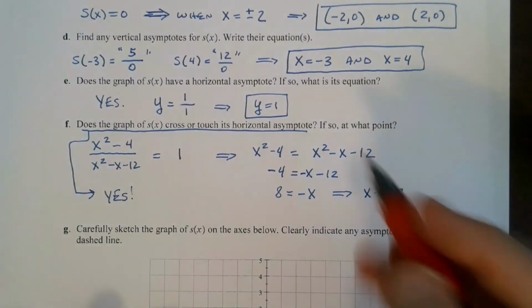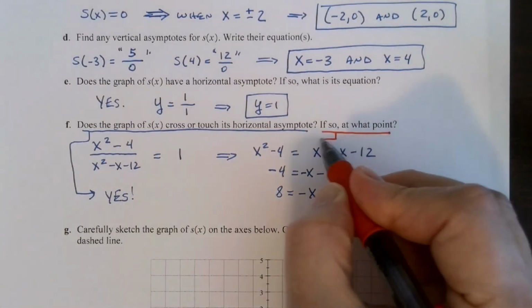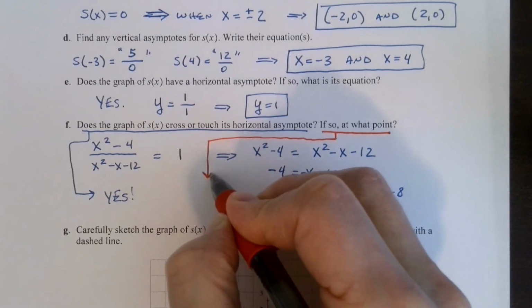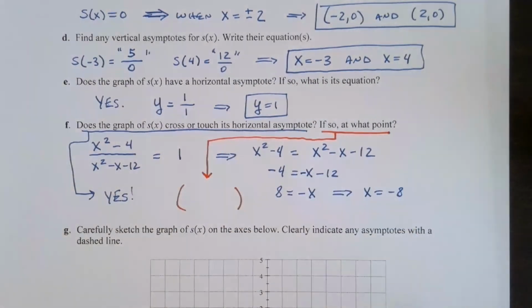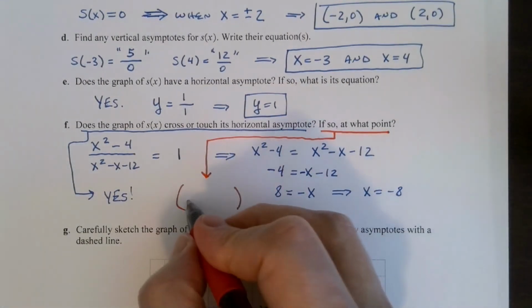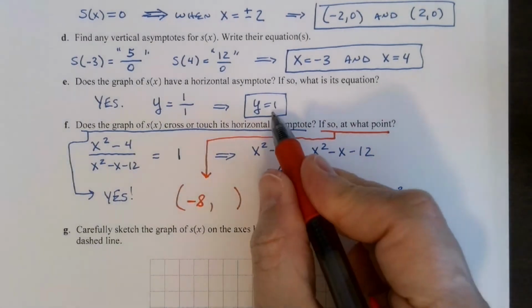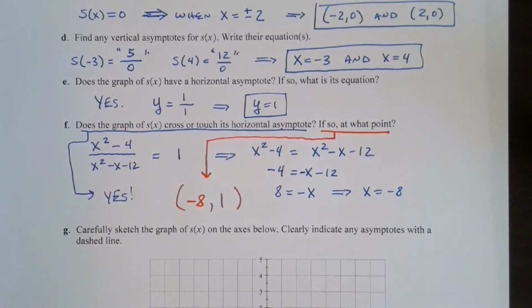And important, if so, at what point? So what's the x and y coordinates for this point? The x coordinate we just found is negative 8. What's the y coordinate? Well, obviously 1, right? So it's on the actual horizontal asymptote. Okay, we can go to sketch the graph now.